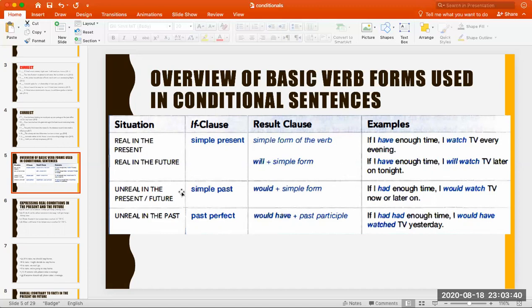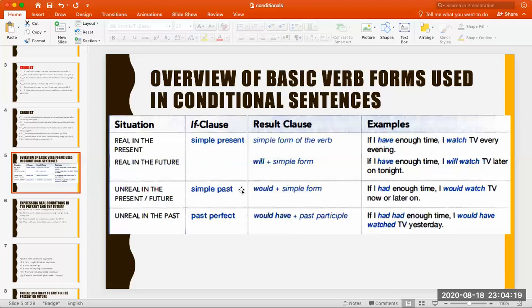The second part is when we talk about, again, an unlikely thing in the present or in the future. Remember, if we talk about a real thing in the present or the future, we use the present simple tense in the if clause. If we talk about something that is unreal in the present or in the future, we use the past simple tense. So there is a rule in English: if we want to talk about something that is impossible in the present, we use the past simple tense.